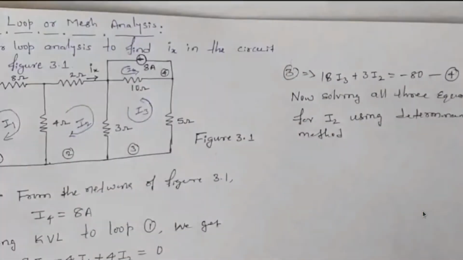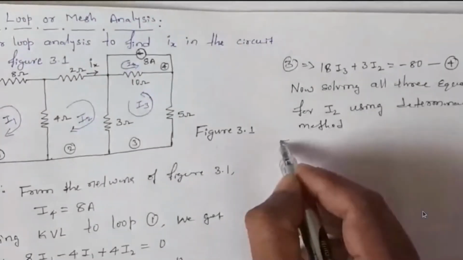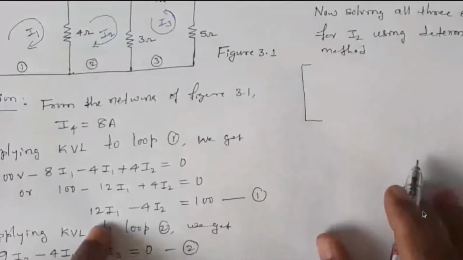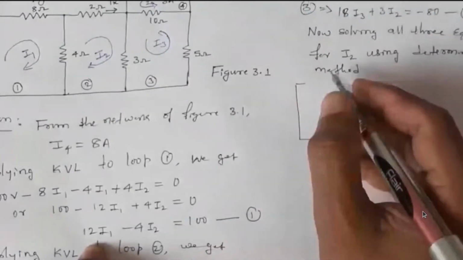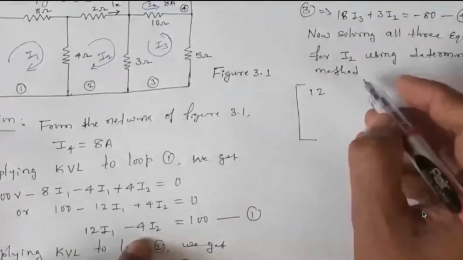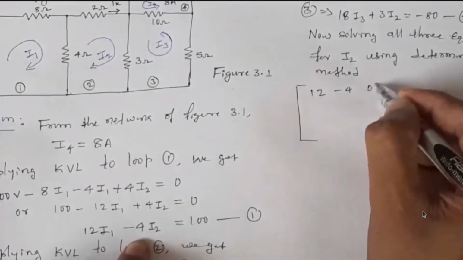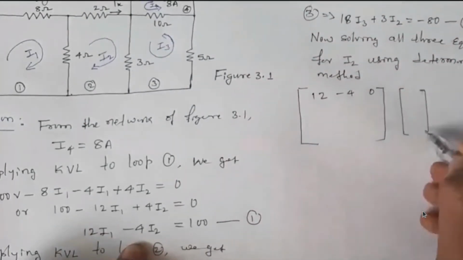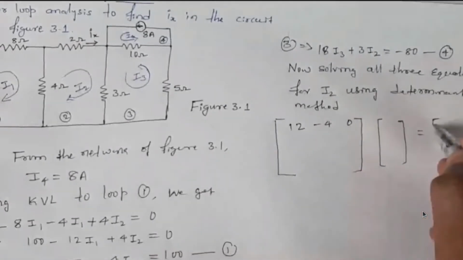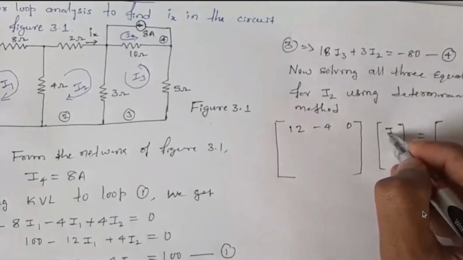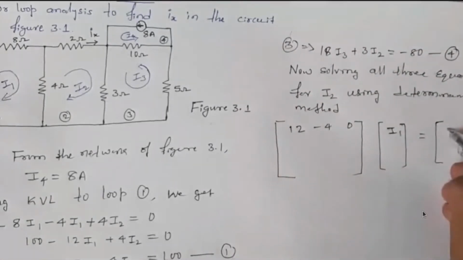So how do we solve? First we'll make a determinant. Here the first is equation 1. Look at equation 1. It is 12 I1, I2 is -4, and I3 is not there, obviously it is 0. And this is the unknown matrix, and this is the solution matrix, the result matrix. Here I1, and this is equal to 100.